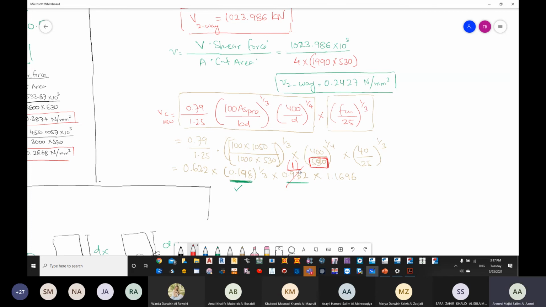Yes, if it's greater, you will take 3. But it means that you are having a problem in your calculation. It will never reach 3, because 3 means it's very heavily reinforced.